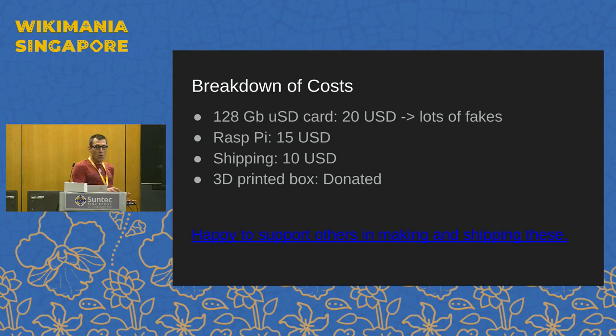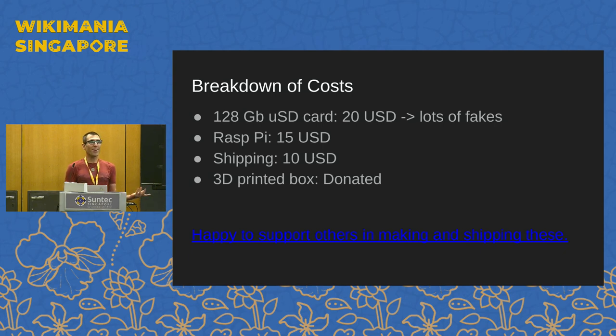With respect to the breakdown of costs of this device, the 128 gigabyte USB card costs about $20. One of the issues with these devices, if you're going to make your own, is that there are lots of fake USB cards out there, and you need to make sure that you find an actual real card when you're making your device. The Raspberry Pis themselves, the Zero Ws, are about $15.